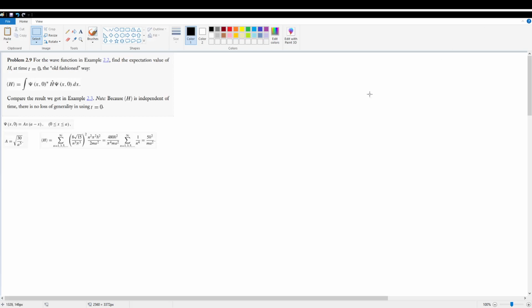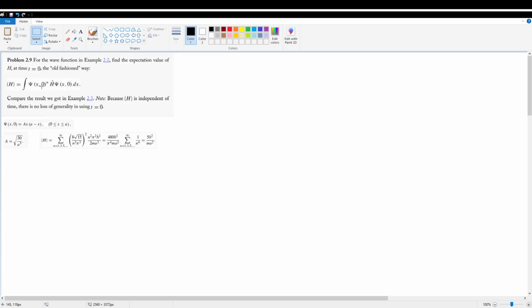In problem 2.9, we are told to find the expectation value of the Hamiltonian, and therefore the energy, at time t equals 0 using the old-fashioned way, which is the integral of psi(x, 0) star H hat psi(x, 0) dx.